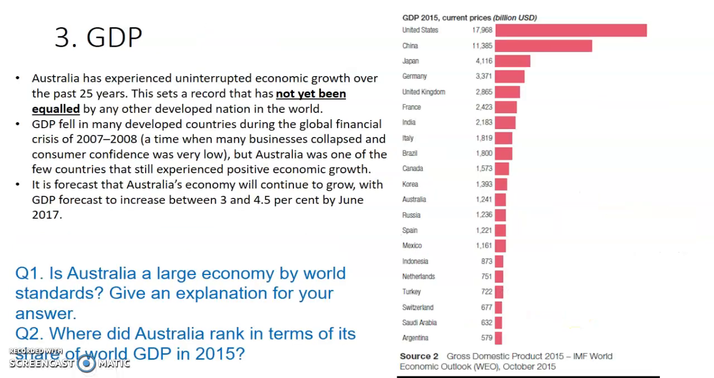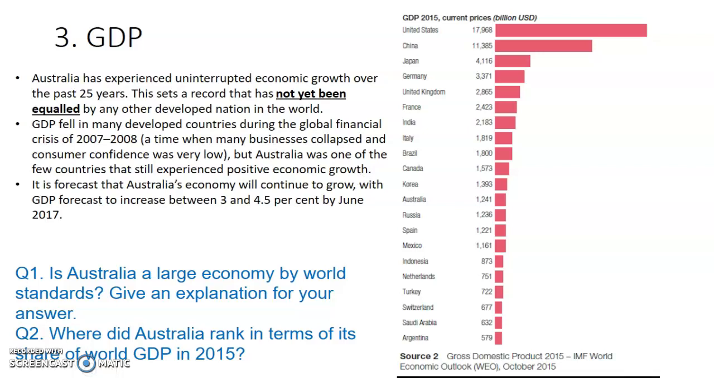Again, GDP, we've covered all of this before. Australia has experienced uninterrupted economic growth over the past 25 years. This sets a record that has not yet been equaled by any other developed nation in the world. So it is a good achievement by Australia. So you should be proud of Australia as well. GDP fell in many developed countries during the global financial crisis of 2007 and 8. So the global financial crisis was when many businesses collapsed and consumer confidence was very, very low. But Australia was one of the few countries that still experienced positive economic growth. So that is a very huge thing for Australia.